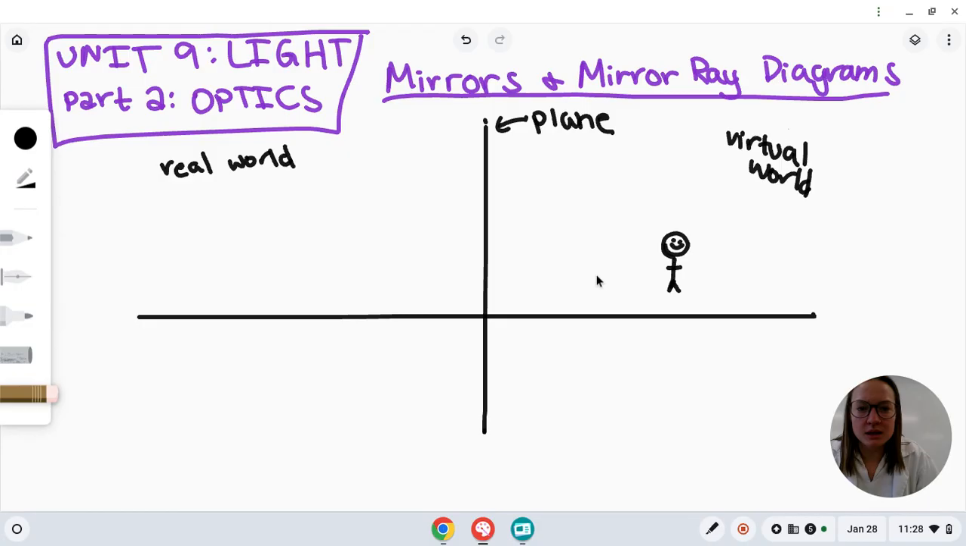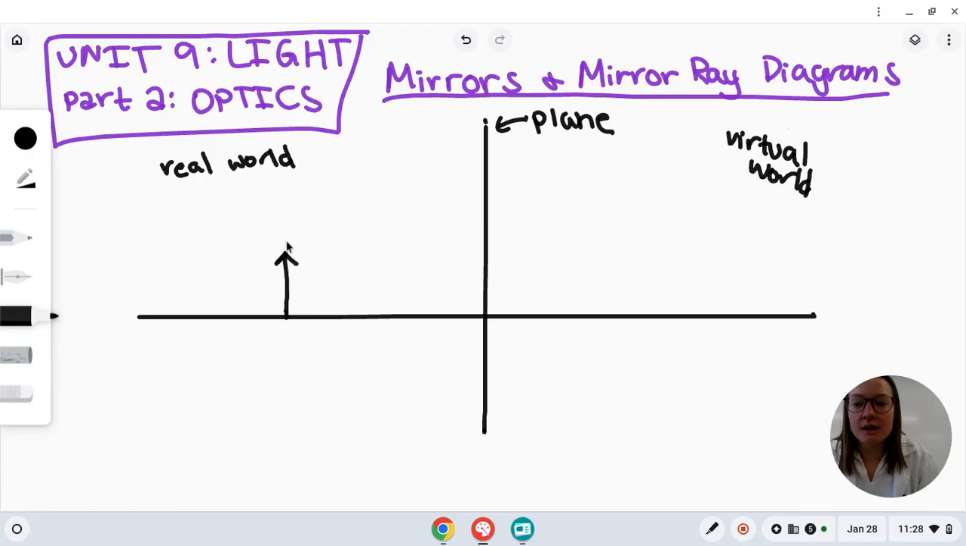When we draw this diagram, we're going to draw an object on the front side of the mirror. Anytime we draw an object on the front side of a mirror, we always draw it like this. We always draw an object as an arrow. And you say, Ms. Wilson, that's very interesting. Why would we draw an object as an arrow?